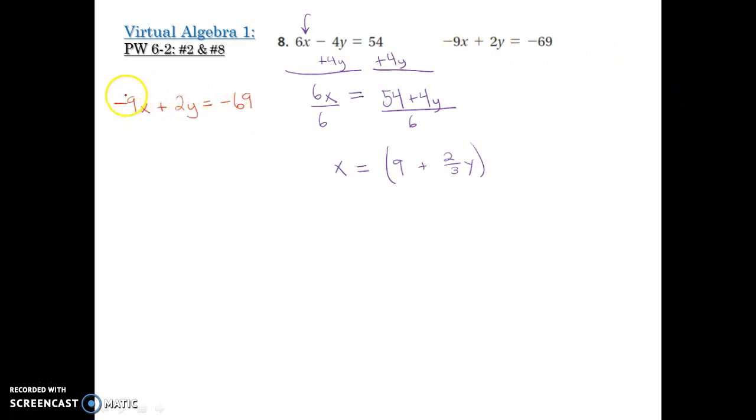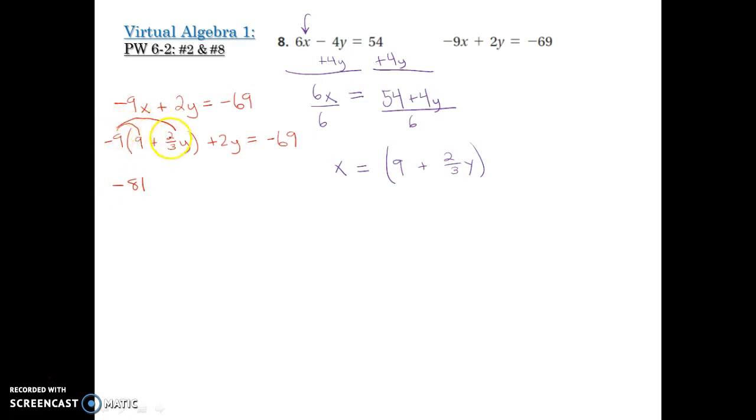So here is this equation, and I'm going to substitute the expression we got here in place of x. So negative 9 times 9 plus 2/3 y. Okay, so that was just the x. Now I still have a plus 2y on this side. Plus 2y equals negative 69. Now I need to do some algebra. Negative 9 times this whole deal means I have to distribute. So I'm going to distribute the negative 9 to both terms inside the parentheses. Negative 9 times 9 is negative 81.